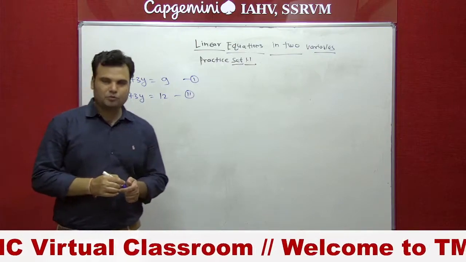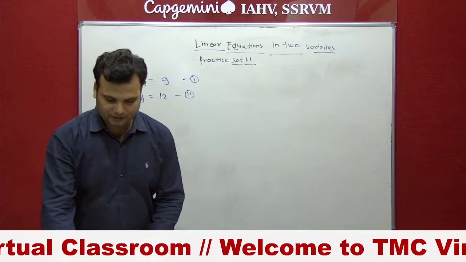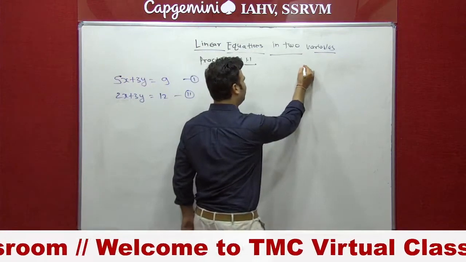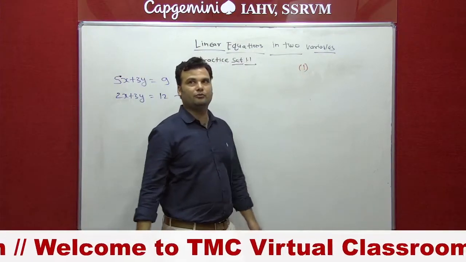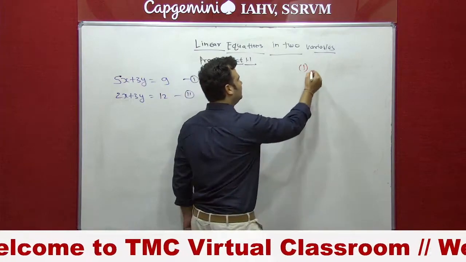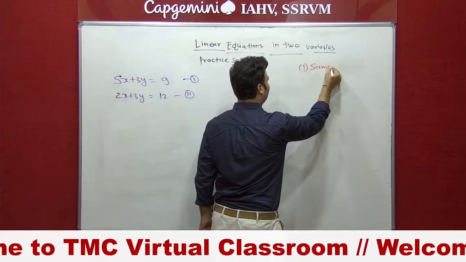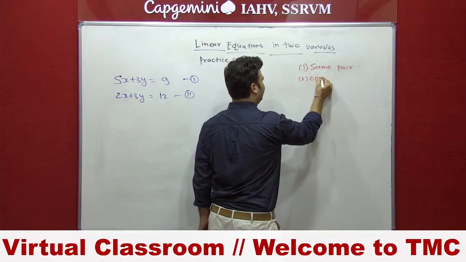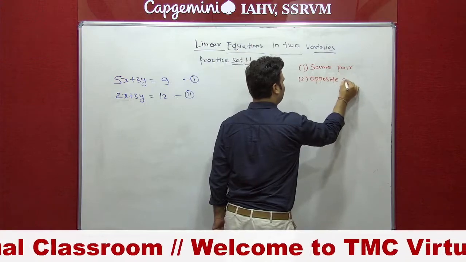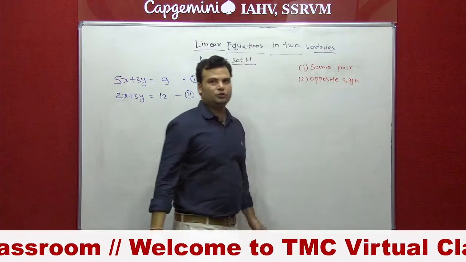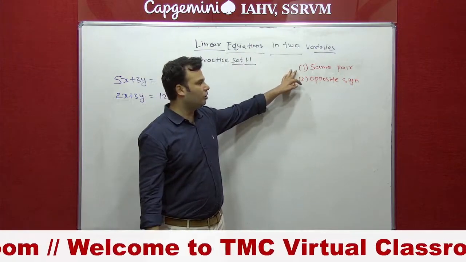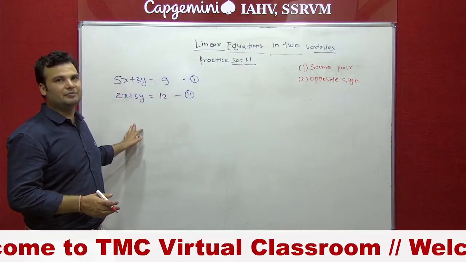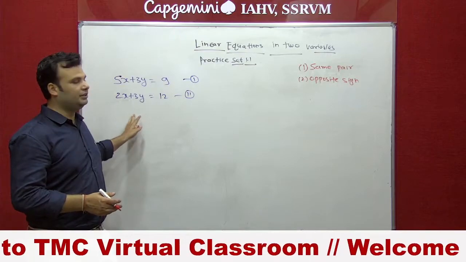Whenever you want to solve any simultaneous equations, you have to remember two important things. The first important point is same pair, and the second one is opposite sign. Whenever these two conditions hold, it is a very simple and easy method to solve any simultaneous linear equations in two variables.